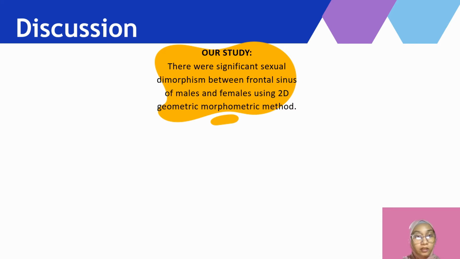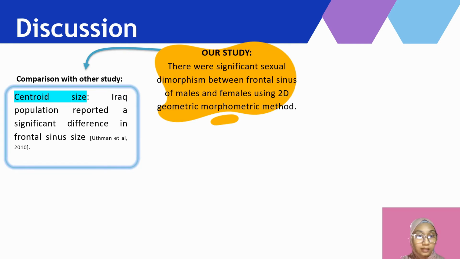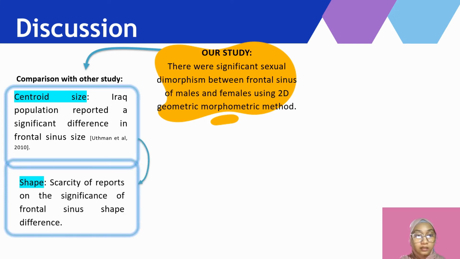When comparing to other studies in terms of centroid size, the Iraq population shows a significant difference in the frontal sinus size as well. However, in terms of shape, there is a scarcity of reports on the significance of the frontal sinus shape difference, which limited the discussion for the shape section.